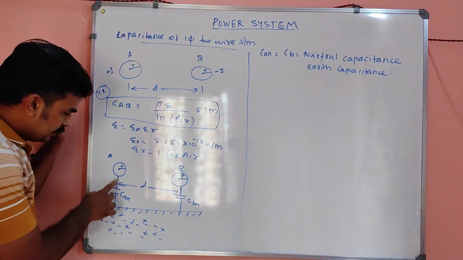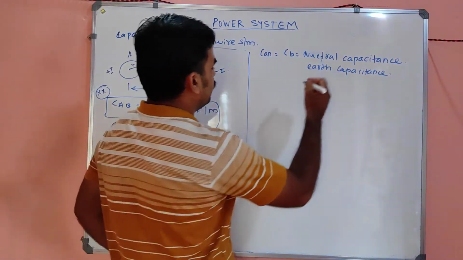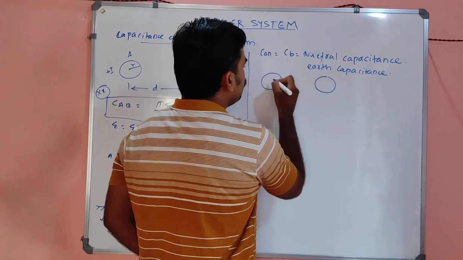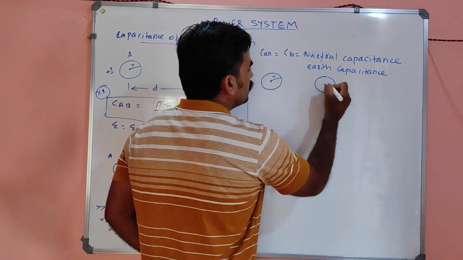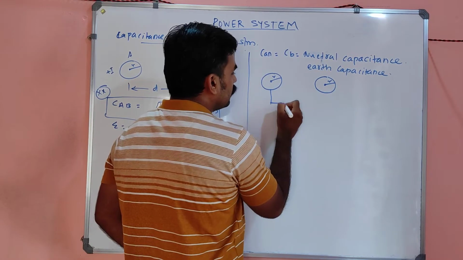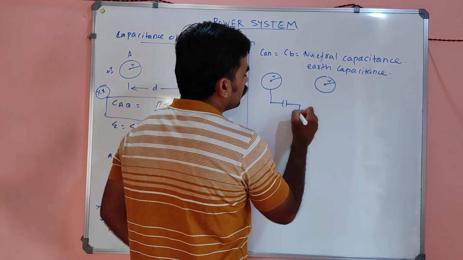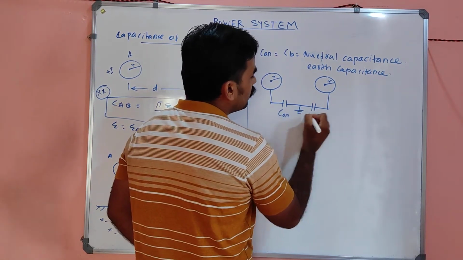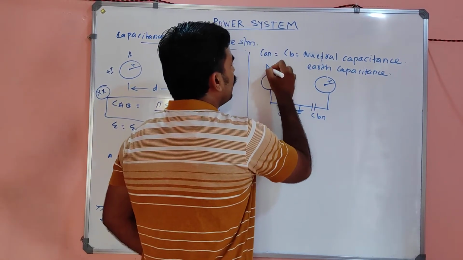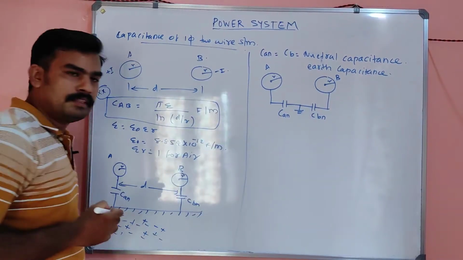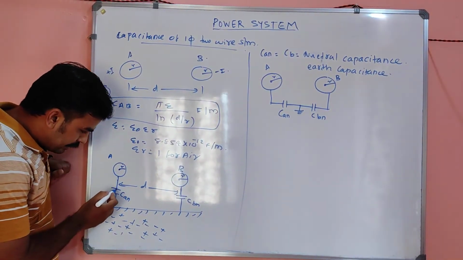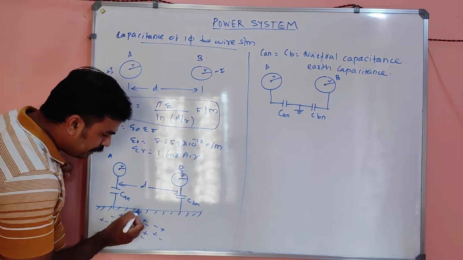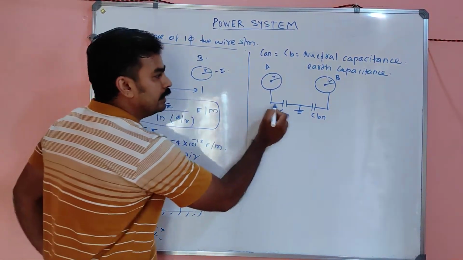So see, this is one conductor. I can represent the same figure like this: this is R, this is again R. CAN, CBN, and this is A and this is B. Can I represent it like this? Because here is one capacitor to ground, and here is one capacitor to ground. So I just modified the figure like this.